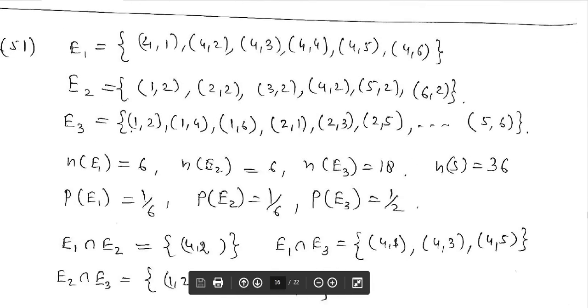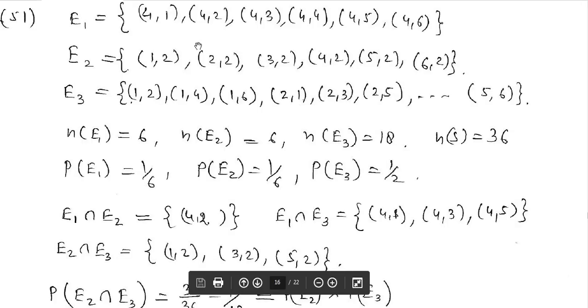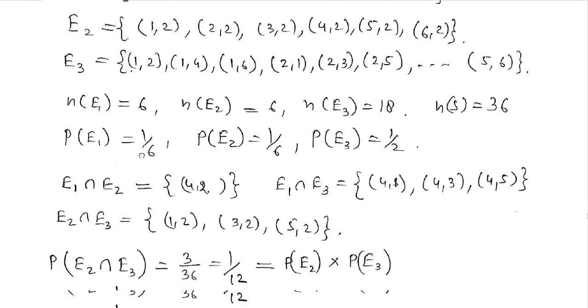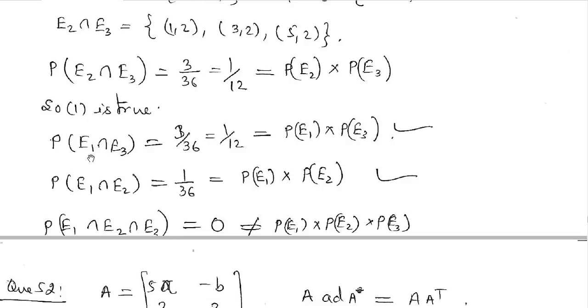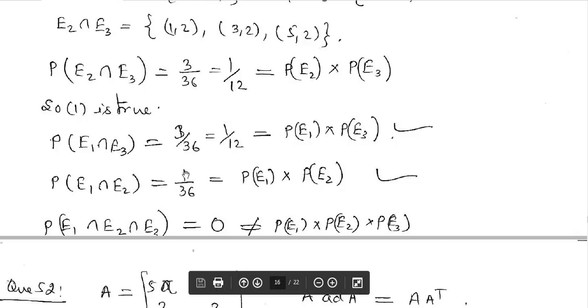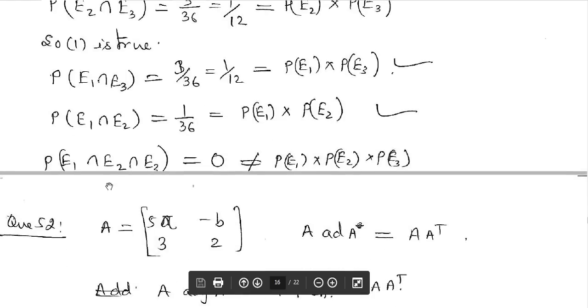In question number 51, it is easy. You can see E1, E2, E3 you can make. You will get the main steps. This part is 0 when everything E1 E2, E1 E3, E2 E3 are independent events, but these are not mutually independent events, since we are getting this equal to 0.